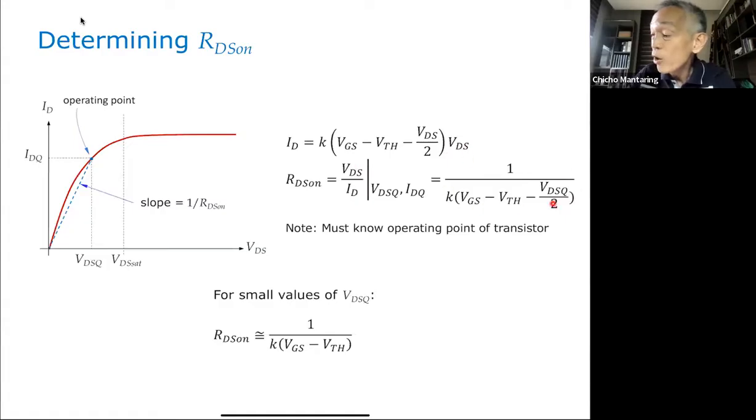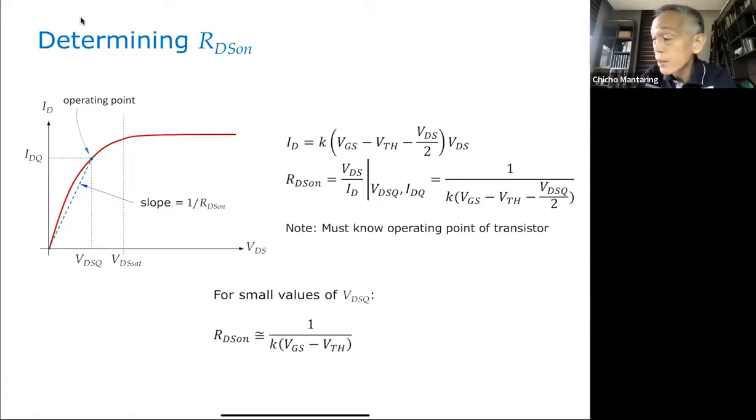So my RDS on here is dependent on VDS at the operating point. To determine RDS on, I should know what point I'm operating at. If I want to compute this, I need to know where exactly in this curve I'm operating. But sometimes we just want to make an approximation.